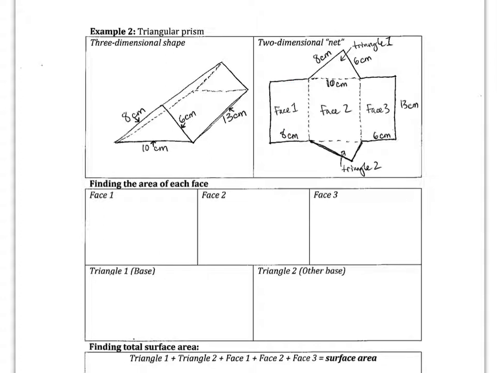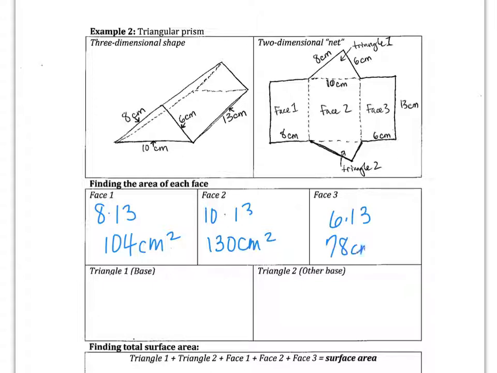Face 1, which is right here. And face 1 is going to be 8 times 13. And the way that I got that is it's 8, and then we need this side right here, which is the same as right here. So it's going to be 13. And that is 104 centimeters squared. Then we have face 2 right here. That's going to be 10 times 13, 130 centimeters squared. Face 3 is going to be 6 times 13, which is 78 centimeters squared.